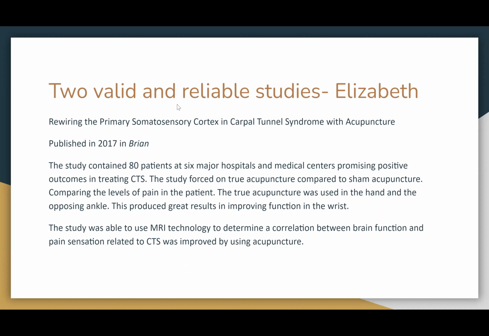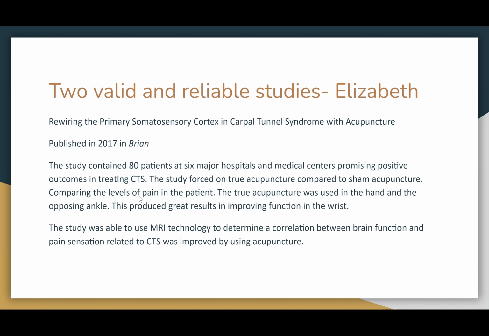The other study that was found was rewiring the primary somatosensory cortex in carpal tunnel syndrome with acupuncture, which was published in 2017 in the journal Brain. The study contains 80 different patients at 6 major hospitals and medical centers, promising positive outcomes in treating CTS, which is carpal tunnel syndrome. The study was focused on true acupuncture compared to sham acupuncture.